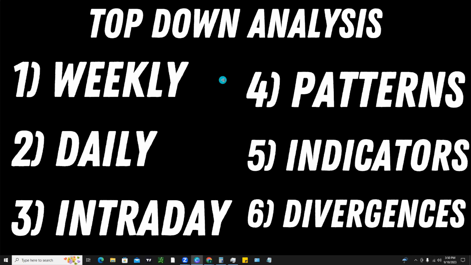Going to give you guys an update on Casper going through a top-down analysis, right? So what you want to do is start off on your larger time frames. That's why it's top-down. We'll look at a weekly, a daily, then an intraday. And what you're going to look for on these charts are patterns, indicators, and any divergences.